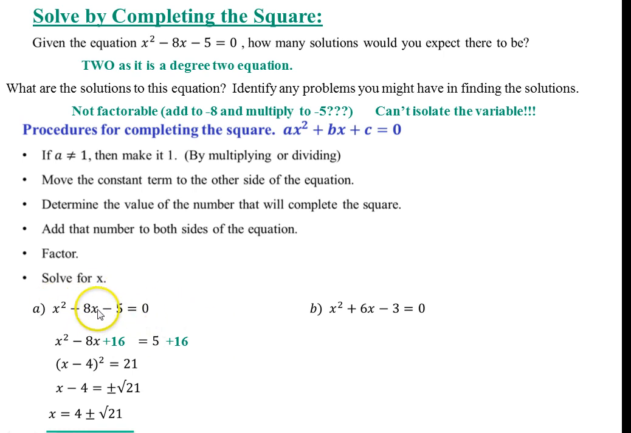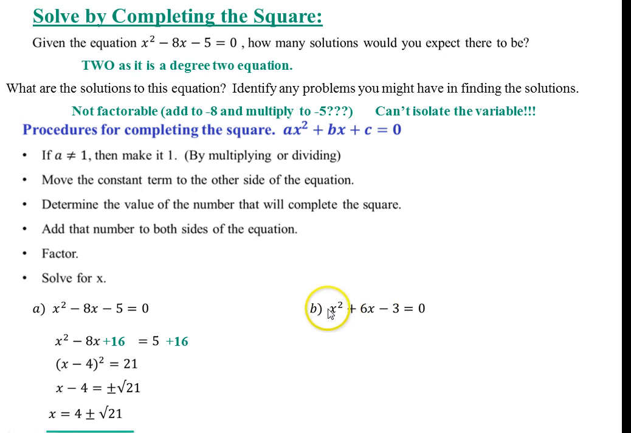So we didn't do it by factoring. We couldn't factor this. We didn't do it by isolating the variable. First we had to complete the square. So we get a perfect square trinomial, and then we're going to factor that as a binomial squared, which makes this easier to solve. So let's do the same thing for part B over here.